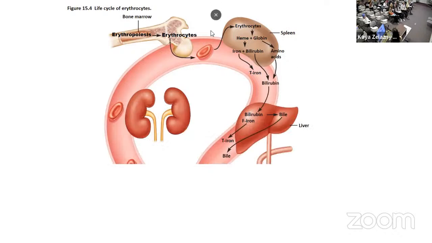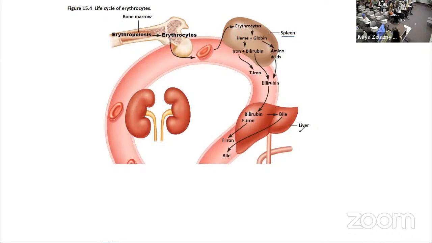Okay. So now we're going to see the liver. Okay. So this was our spleen in brown here. Now we're down to our liver. Okay. So we can see one thing that's happening in the liver is that we're taking that bilirubin, we're making bile, and then this is just a new form of waste product, essentially, is that bile. Okay. So that's one piece.